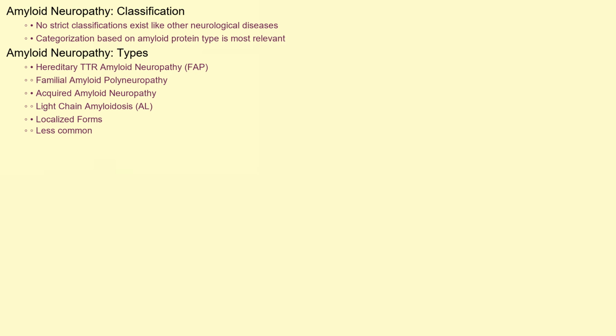While there aren't strictly distinct classifications in the same way as some other neurological diseases, we can categorize amyloid neuropathy based on the type of amyloid protein involved. The most relevant distinction is between hereditary TTR amyloid neuropathy, also known as familial amyloid polyneuropathy or FAP, and acquired forms of amyloid neuropathy such as light chain amyloidosis, AL. Localized forms also exist, though they are less common.